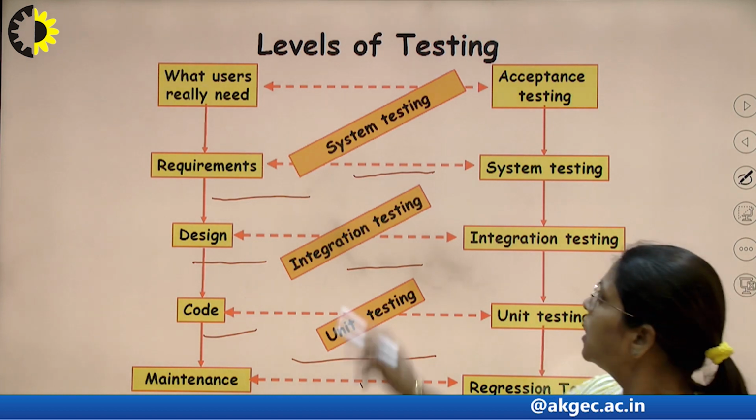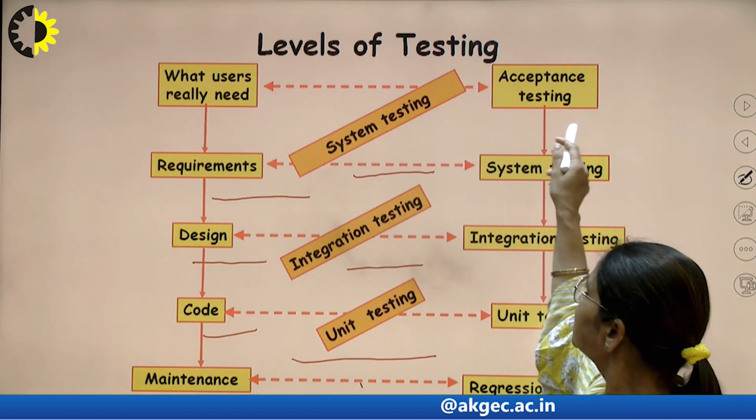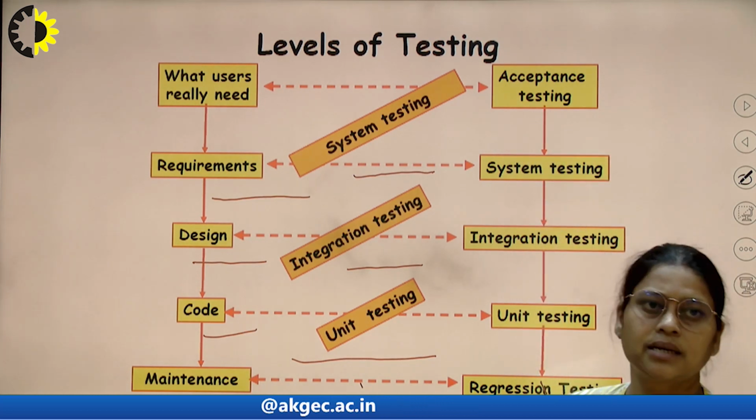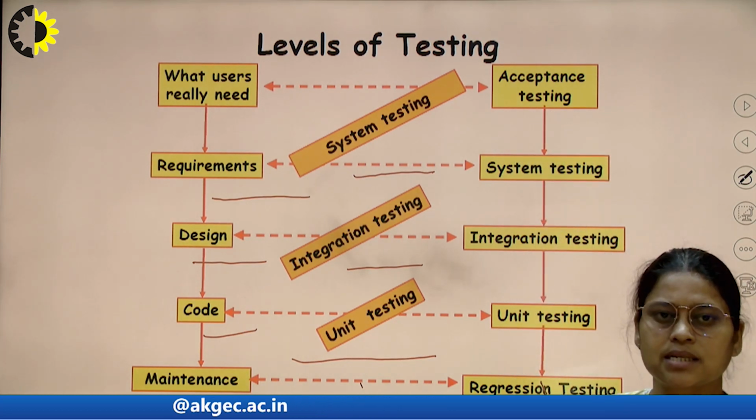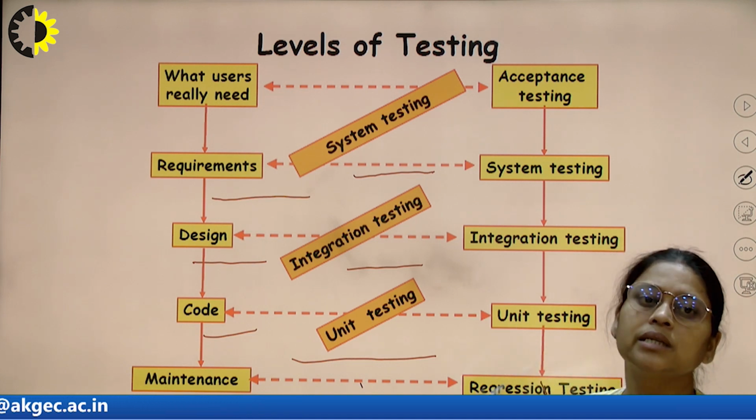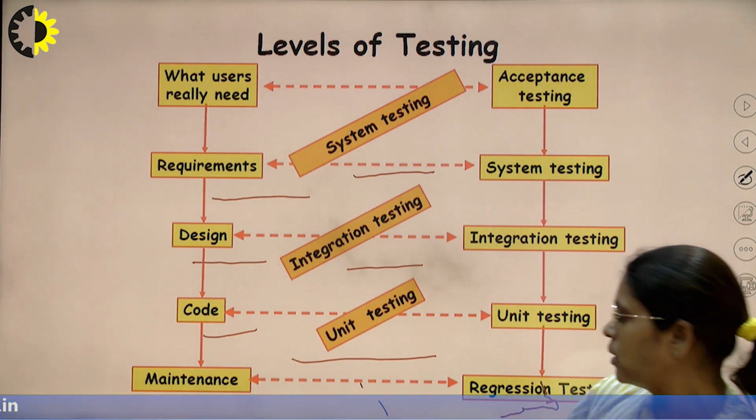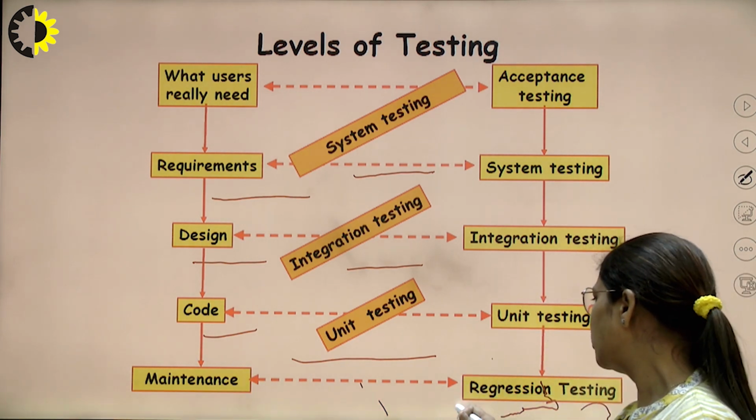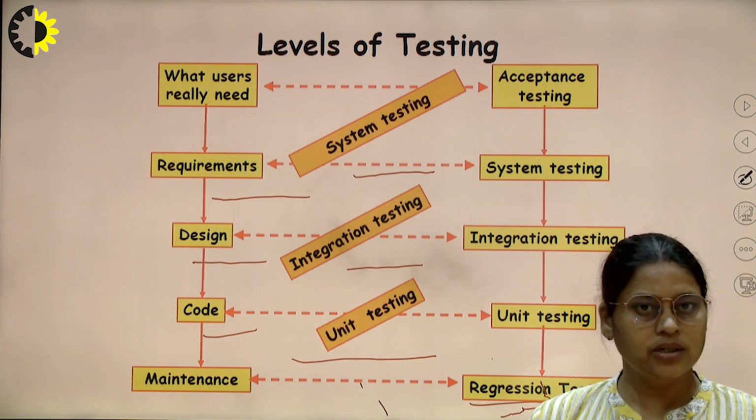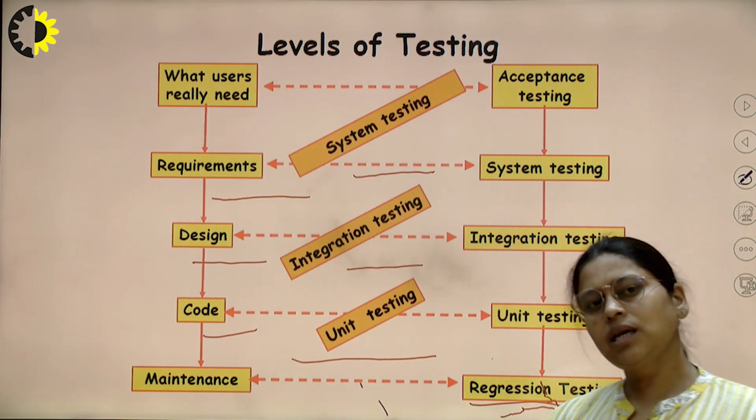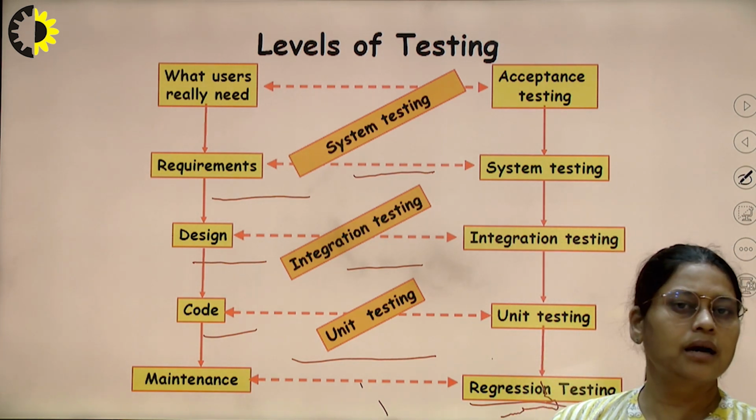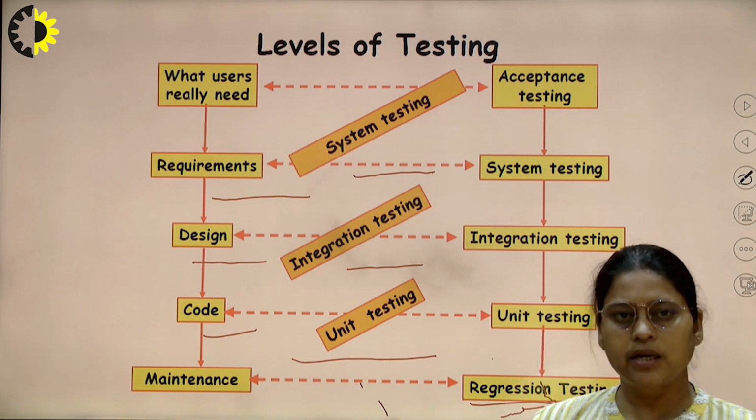Under system testing, we perform acceptance testing. Acceptance testing validates what users really need. And finally, when we go on to the maintenance phase, then we perform regression testing. So, these are the various levels of testing, and we will discuss all these levels of testing in detail.